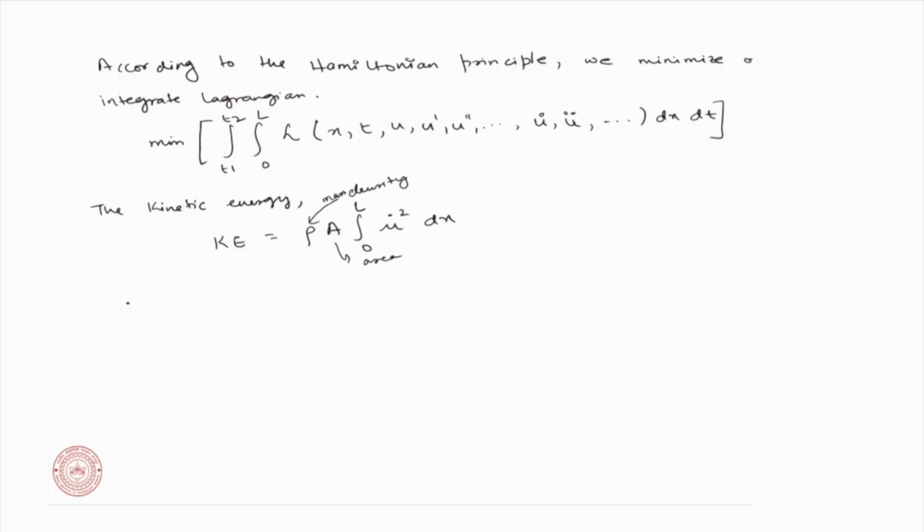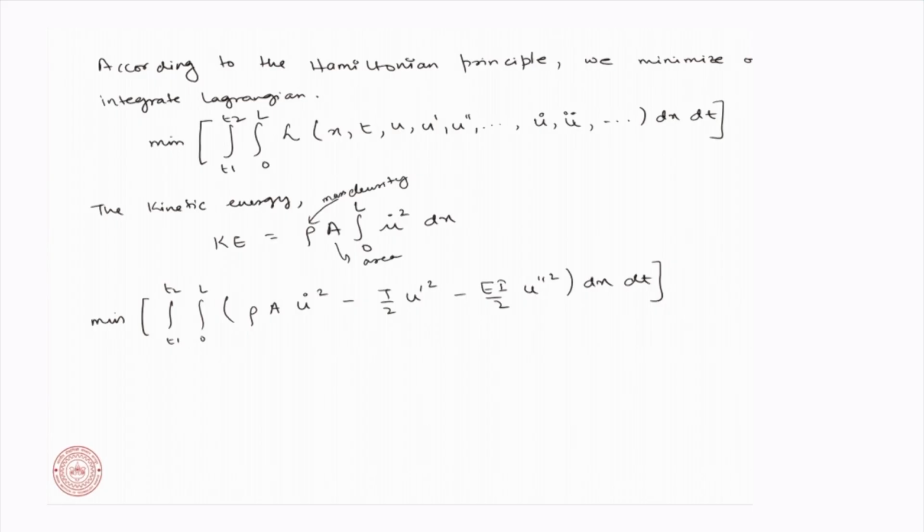So, again we are trying to minimize this functional. So, minimization from time t1 to t2 and from 0 to L. Our kinetic energy is rho into A into u dot square, minus T by 2 u prime square, minus E I by 2 u double prime square, dx into dt. This we are trying to minimize.